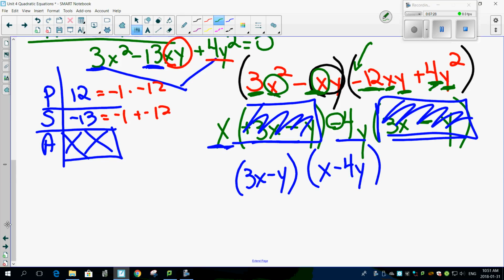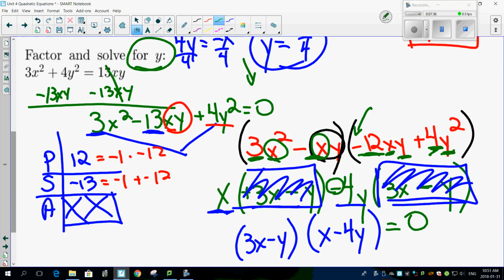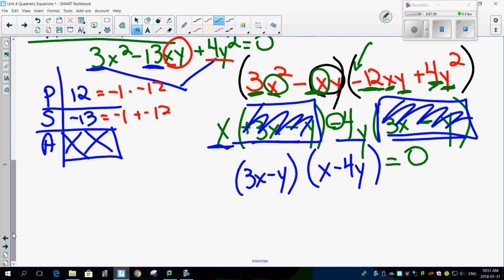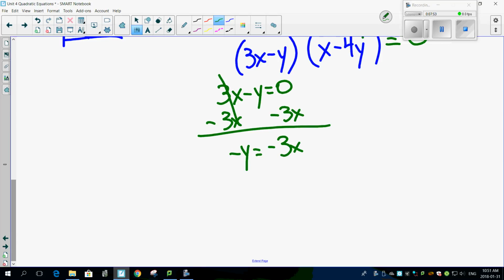Keep on going though, because you have not answered the question. This says again to solve for y. So you want it to be y equals. All right, so here we go. 3x minus y equals 0. Take the 3x from both sides. That's gone, leaving you a minus y equals minus 3x. Minus minus makes it a plus. And there's your first answer.